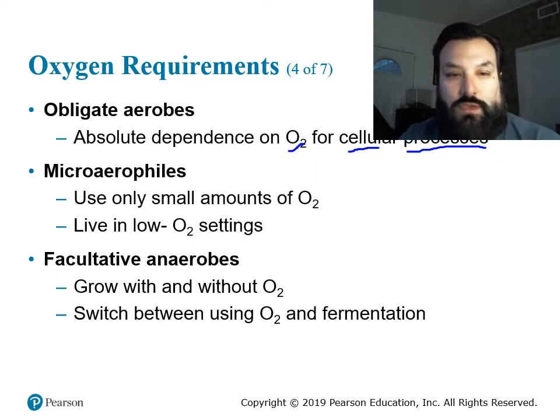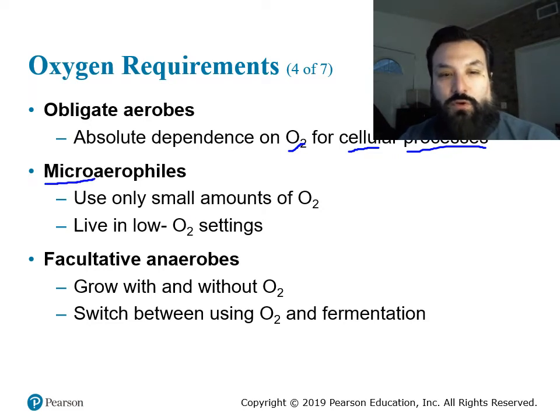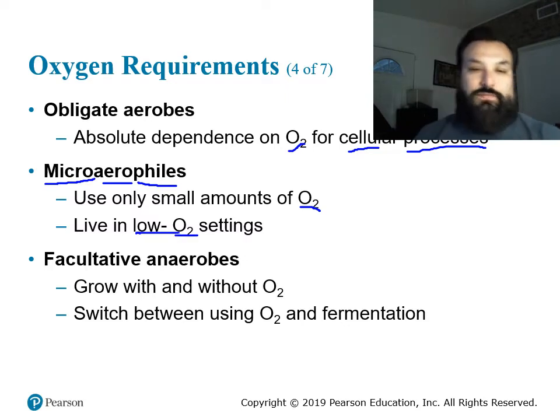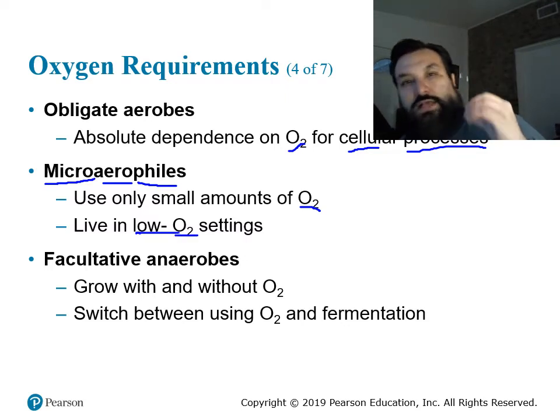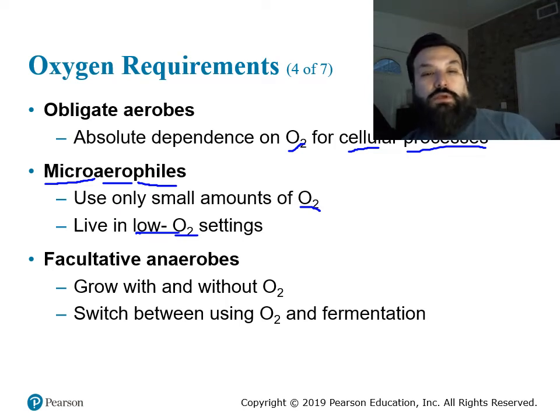Microaerophiles, and the key word here is micro. Micro means small. Aero means oxygen. Philes mean organism, right? Organism that uses a small amount of air or oxygen, right? Use only a small amount of oxygen. Okay, so since they only need a small amount of oxygen, they can live in a low oxygen setting, an area that has a very low amount of oxygen.